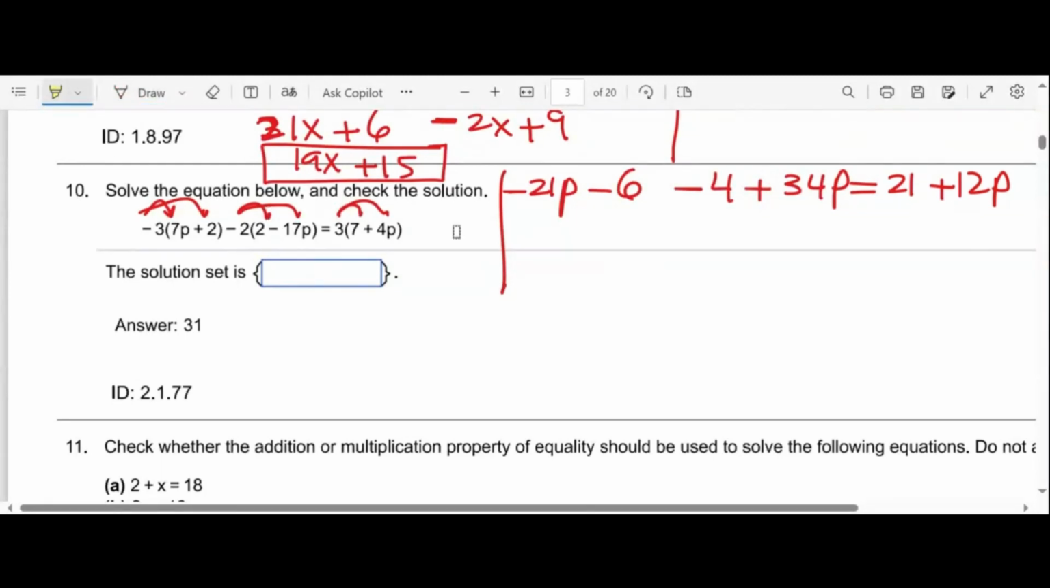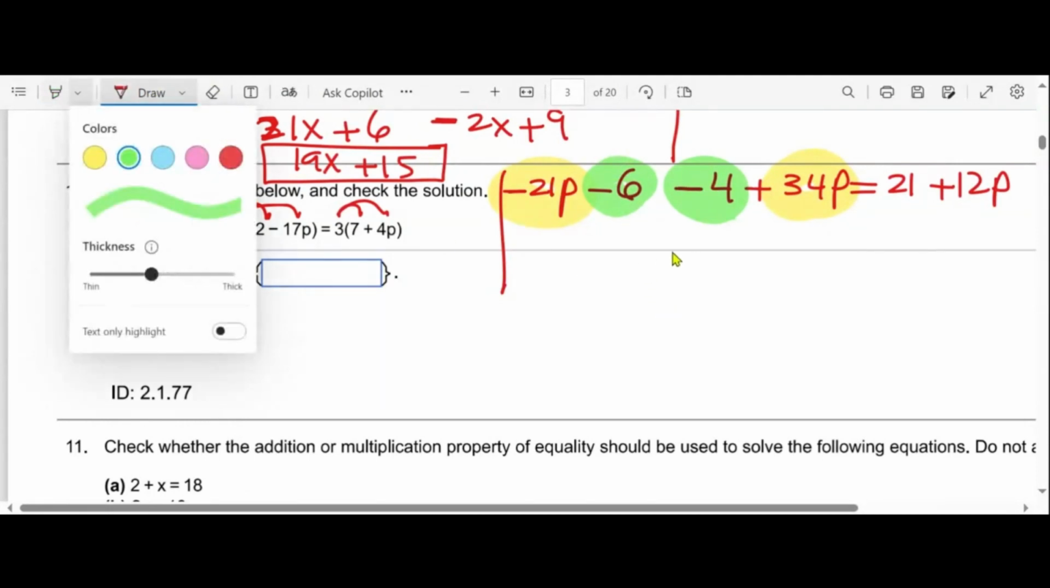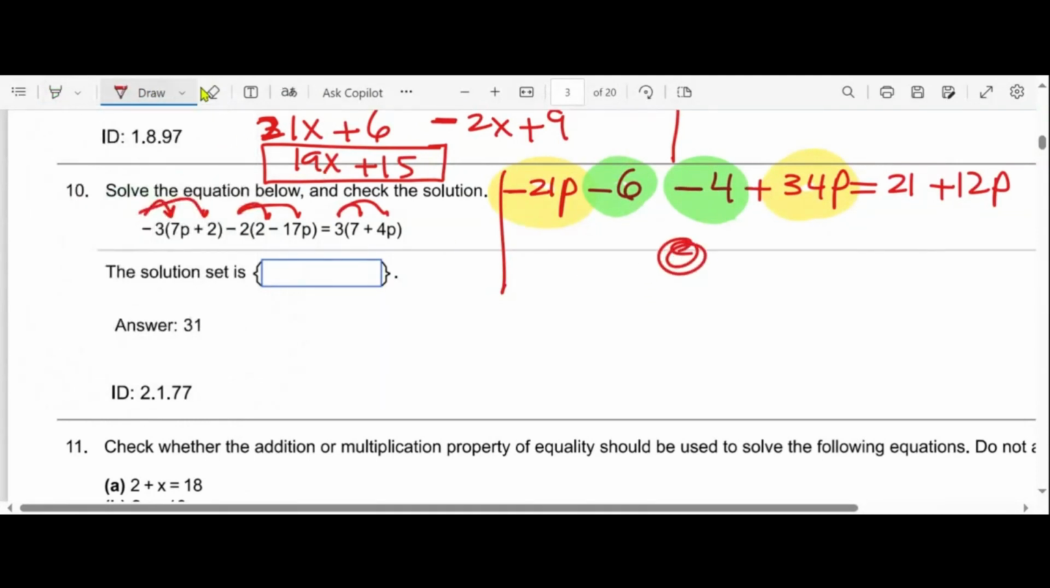Good. Now we're going to combine like terms. We have p and b here, right? What else we have? Negative 6, negative 4. Right or wrong? Right. So now we're gonna put those ones here, right? Who can tell me? 13b. 13b. Yeah. Okay. Minus 10.